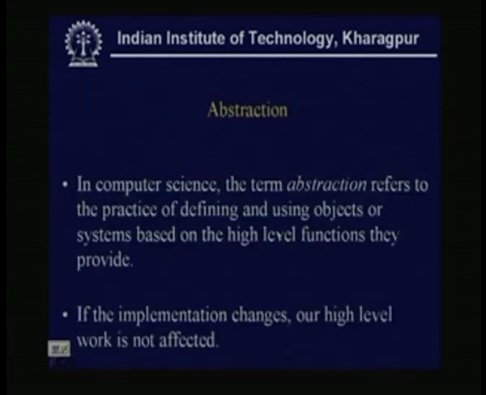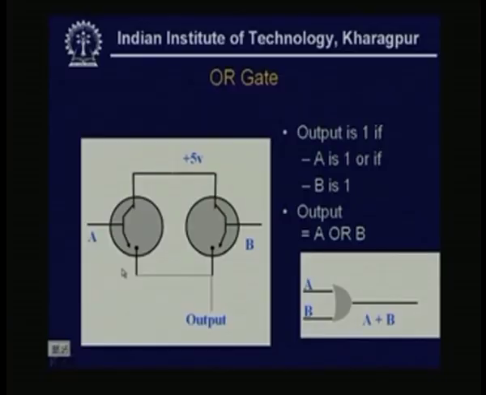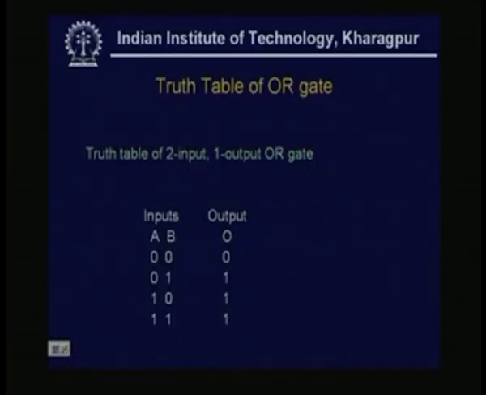Now, we see what we mean by abstraction. In computer science, the term abstraction refers to the practice of defining and using objects or systems based on the high level functions they provide. So, just now what we have seen, the AND gate and the OR gate are nothing but some functions. A big system I can represent using a number of these AND and OR gates.